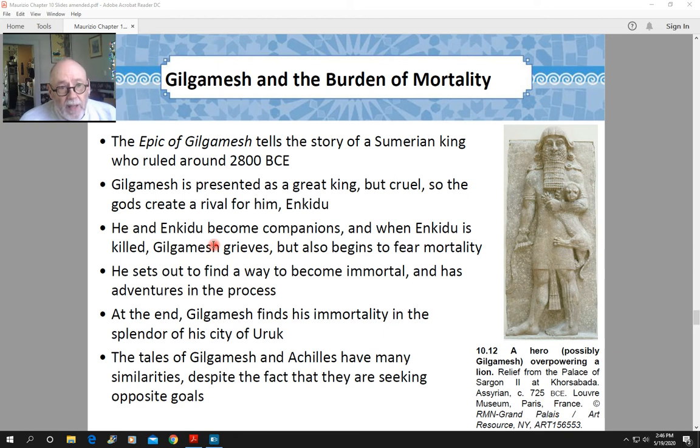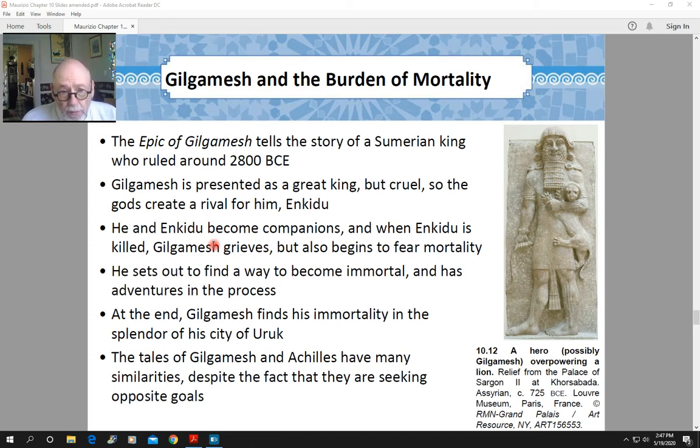So the Epic of Gilgamesh tells the story of a Sumerian king who ruled around 2800 BCE. The poem itself is much later. It's in the Akkadian language, and Akkad took over Sumer. So we have basically the Akkadian version of the story, but it's still older than the Iliad or the Odyssey, so it does predate those. Did it have any effect on those? I doubt it, because I don't know that there would be that level of knowledge shared.